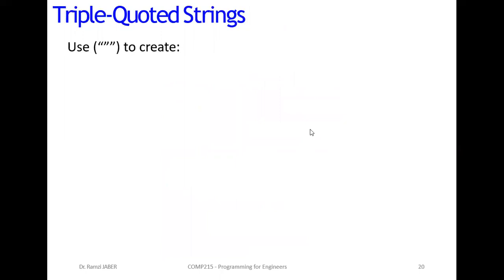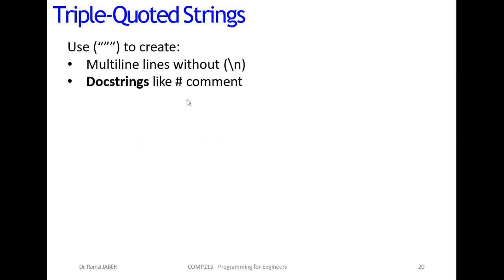Now we have a new command or syntax in Python, the triple quote. We have something called the triple quotation. With triple quotation, we can create multiple lines without \n. Doc strings, also called document strings, are like comments, like the hash command.